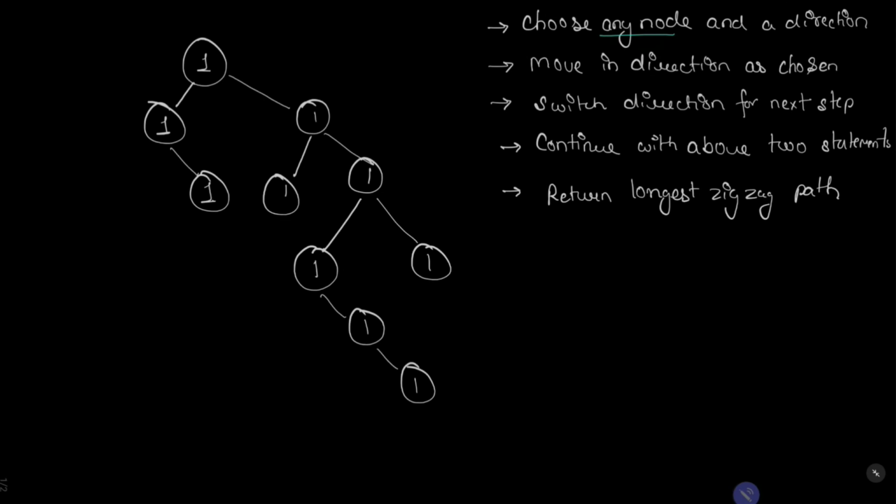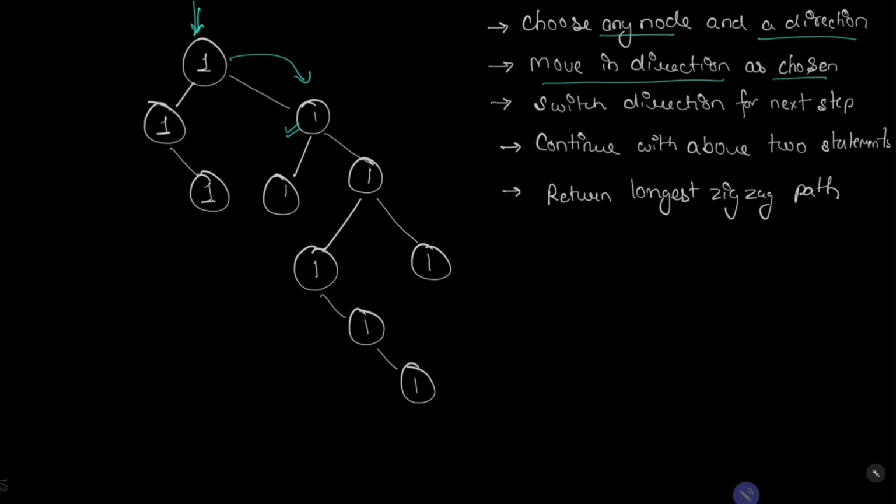We can choose any node and a direction. So let's suppose we have chosen this node, or let's say this node. Then we can choose any direction. Either we can go left or we can go right. Then we'll have to move in the direction chosen. So let's suppose we are at the root node, and we have chosen the right direction. We'll jump from this root node to the right child.